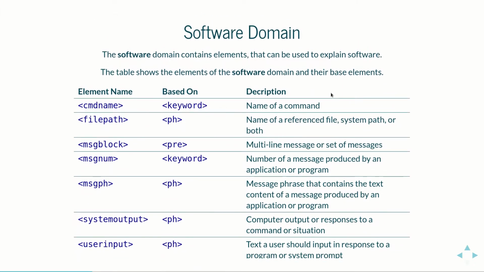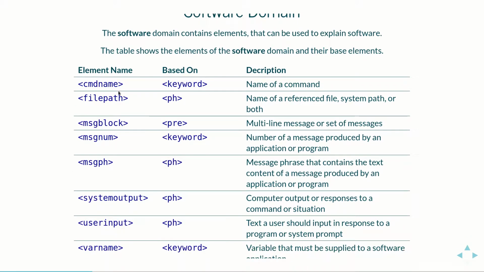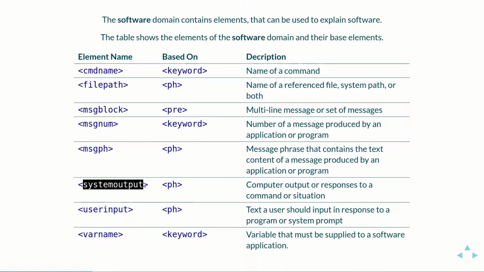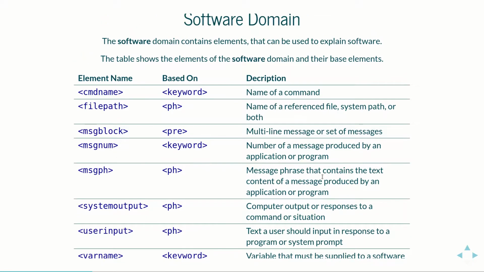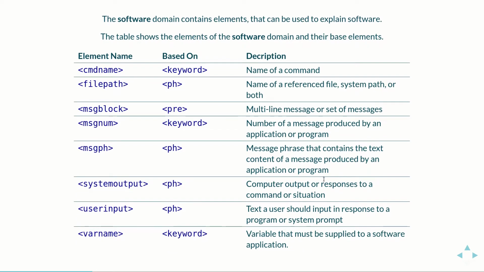There's another domain called software domain. The software domain contains elements that can be used to explain software. For example, commands, file names or file paths, system output, or if the user has to input something to the application, you can put the input in the user input element. So that's a very rough introduction.